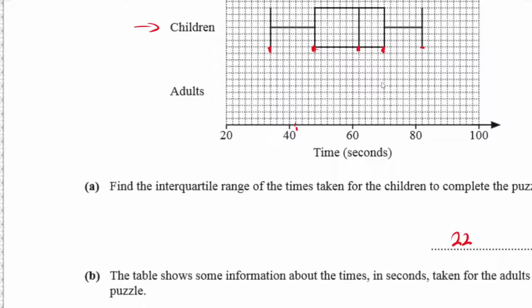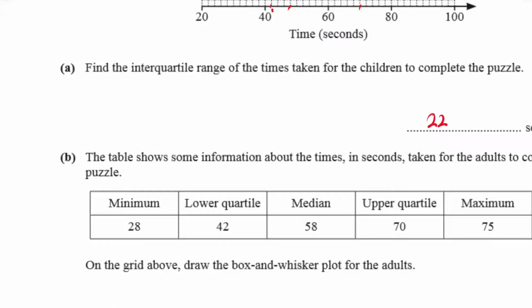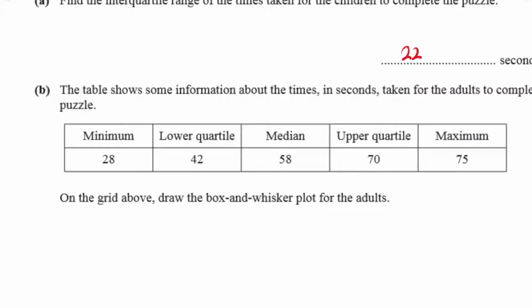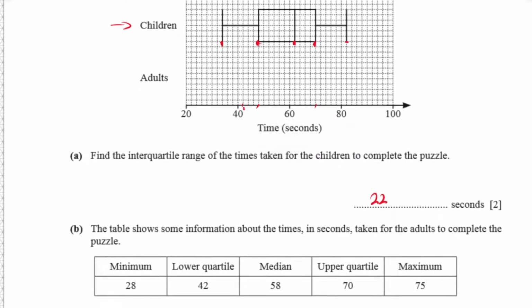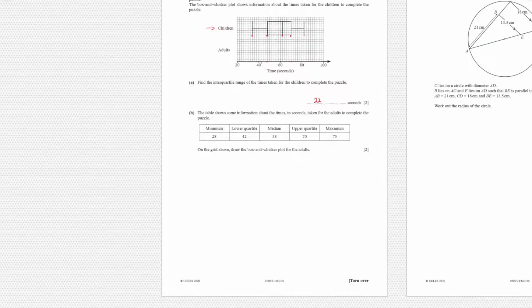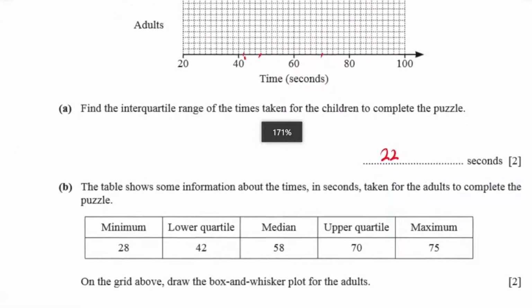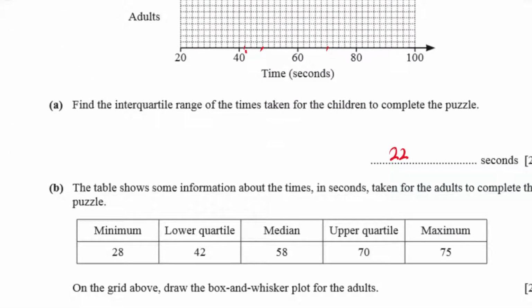Alternatively, you can find this value and this value and subtract them. It's easier to do in real life. Looking at this might give you a headache, but in real life on a piece of paper, it's easier to track the boxes. The table shows some information about the times in seconds taken for adults to complete the puzzle. Alright, so we have some data about the adults. We're just going to have to plot that on the graph here.